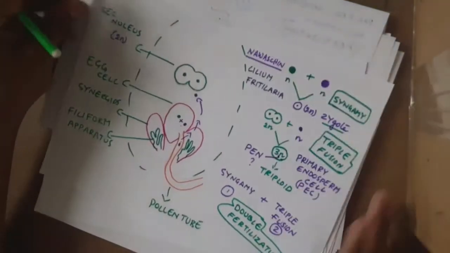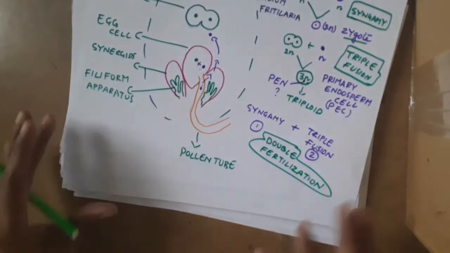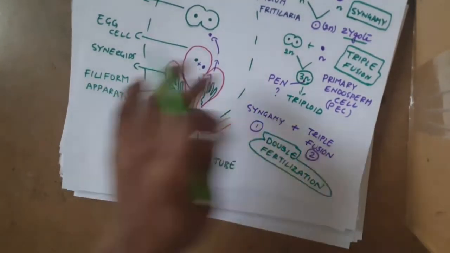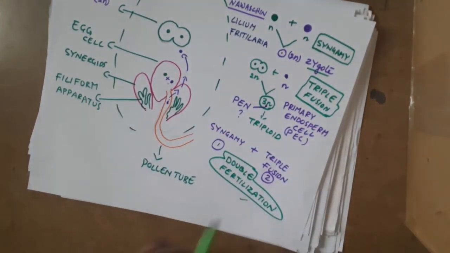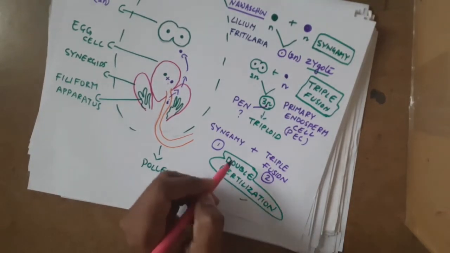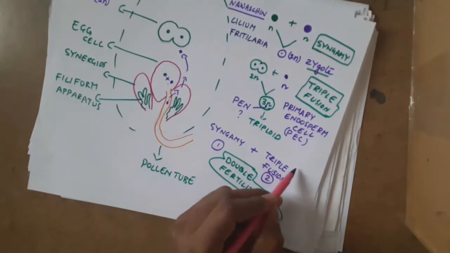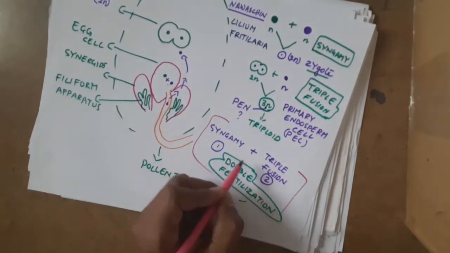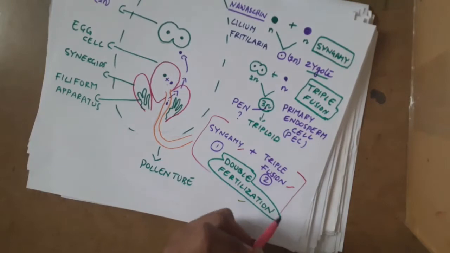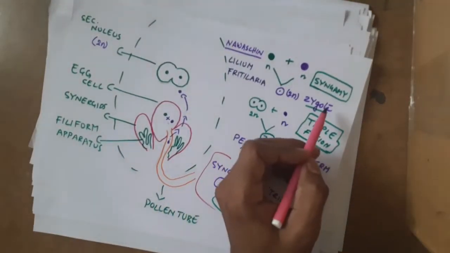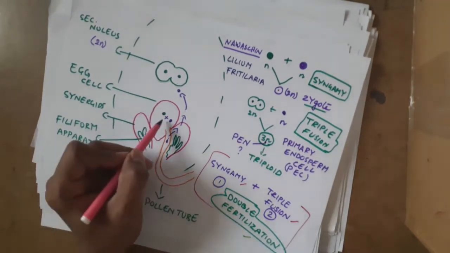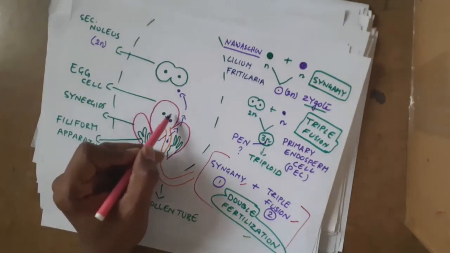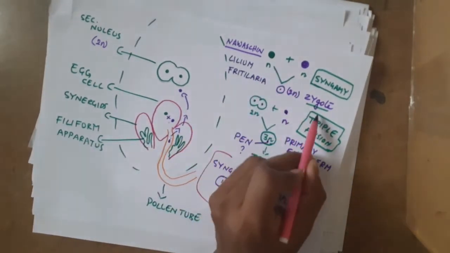I discussed fertilization in the previous session. There are a few things I would really like to revise, like double fertilization, the most important one that we discussed yesterday. Double fertilization means two fertilizations happen in the plant body. One is syngamy, the other is called triple fusion. Syngamy is the fusion of one male gamete with the egg cell, which is N condition, and this will lead to the zygote.